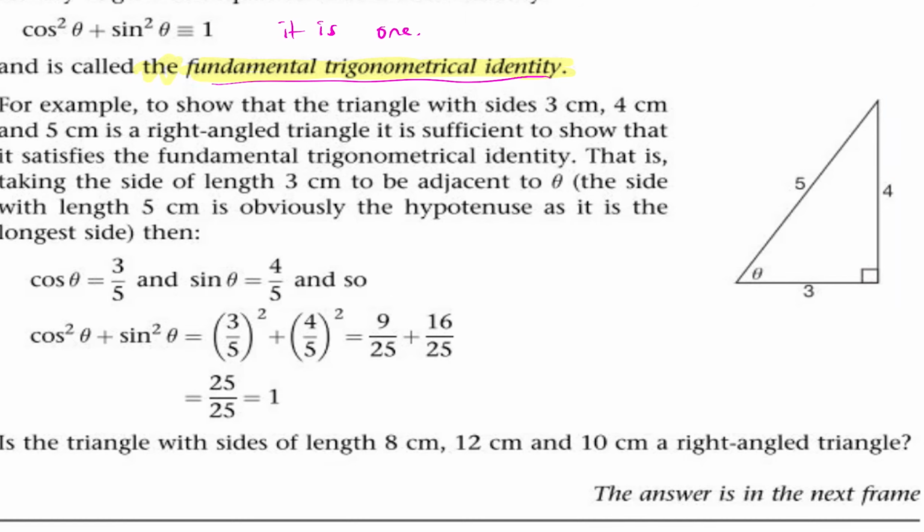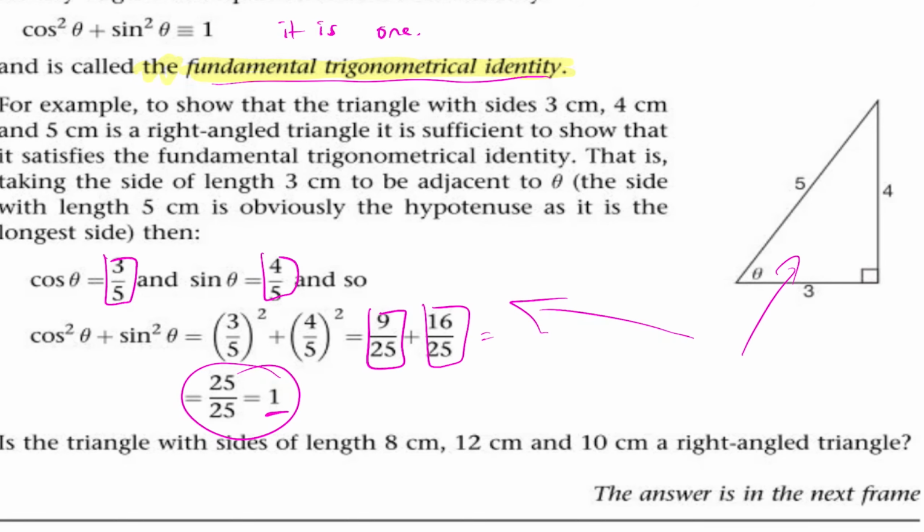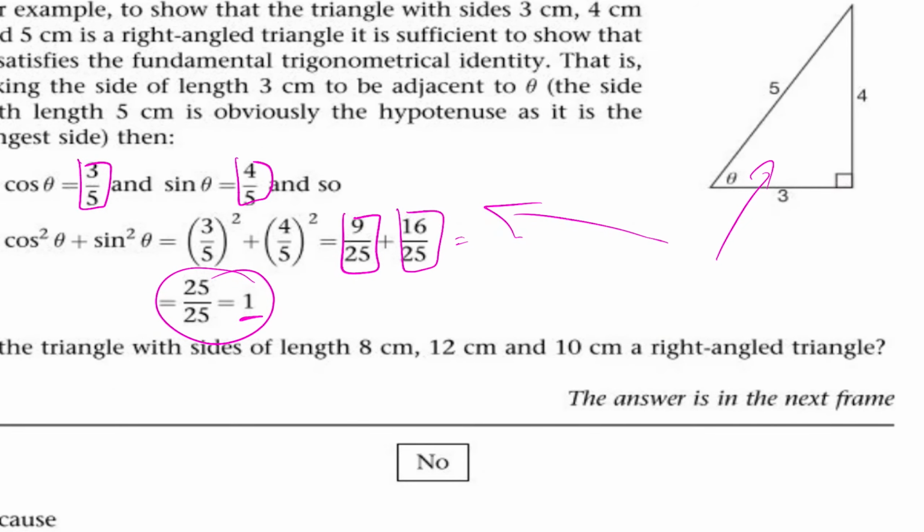And so cosine squared plus sine squared, and then they're working it out. You're taking these two and squaring them, and that gives you 9 over 25 plus 16 over 25. Add those two together, and that gives you 25 over 25. Something divided by itself is always equal to 1, right? So they're just proving that this triangle matches with this.